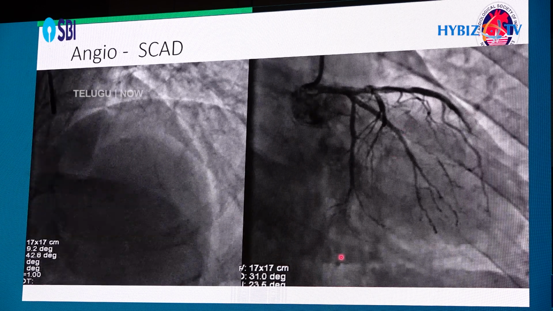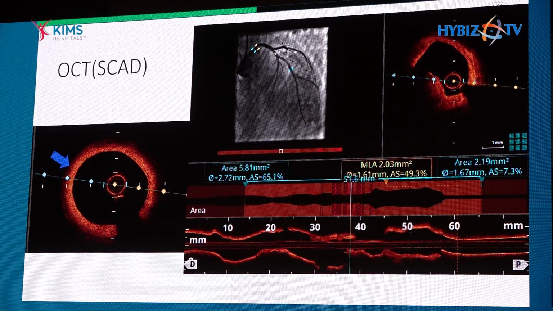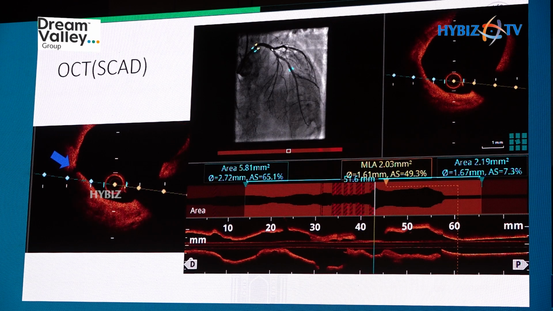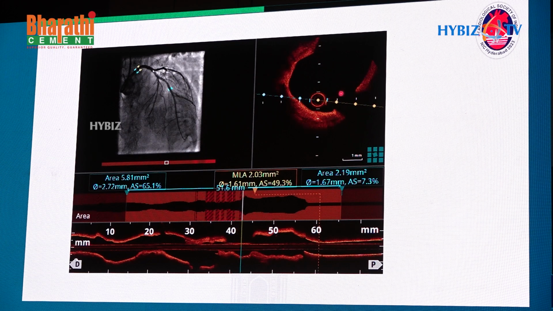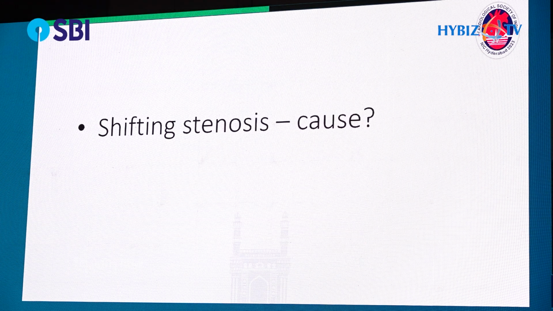This is again a SCAD, but you are seeing intraluminal defects on an angio. Should we stent it or not? So you do an OCT, you see that there's a thrombus, and when you concentrate on this, there is a tear in the intima and a hematoma going inside. When you concentrate on this segment, you can clearly see that there is a tear and an intimal-medial involvement causing this picture.